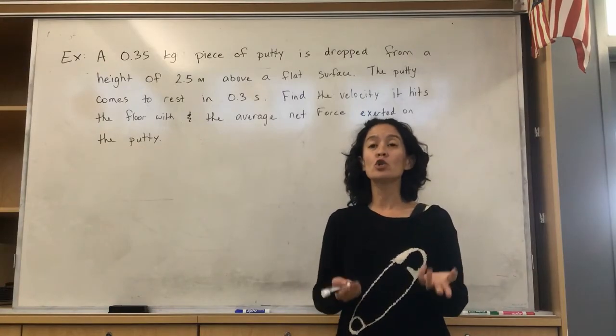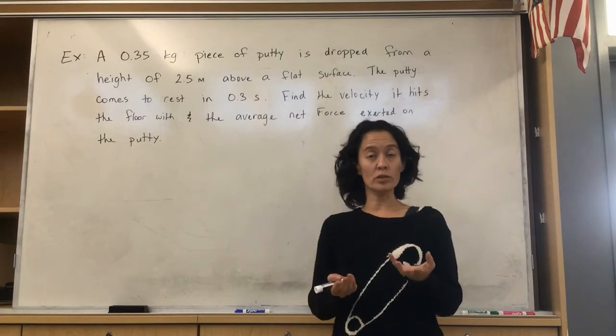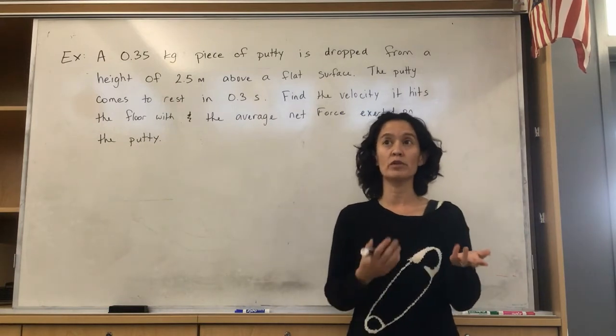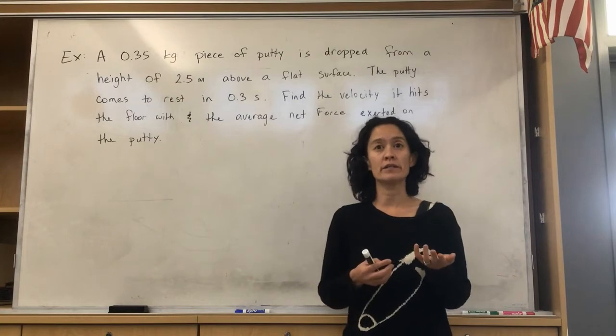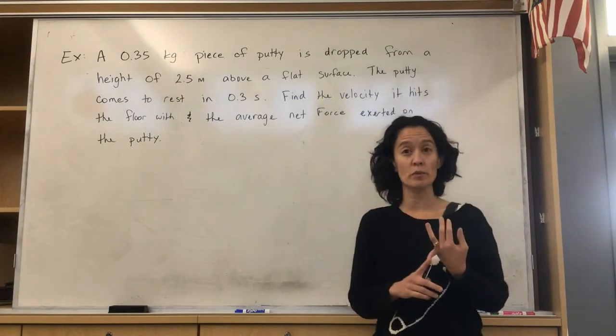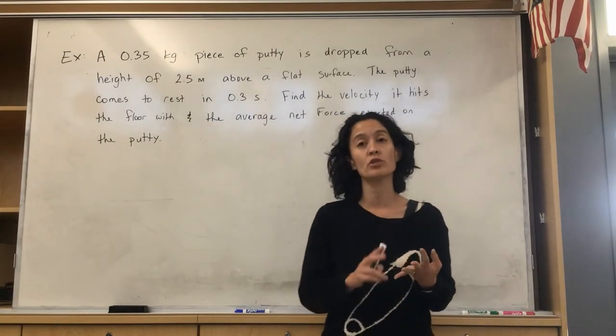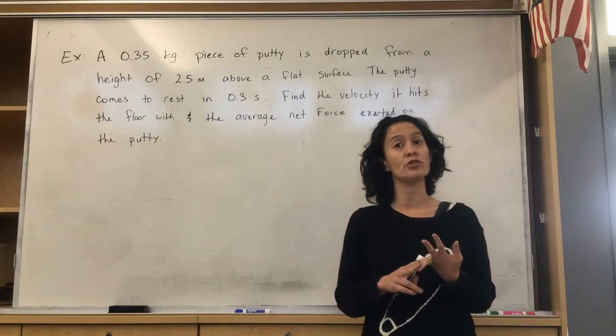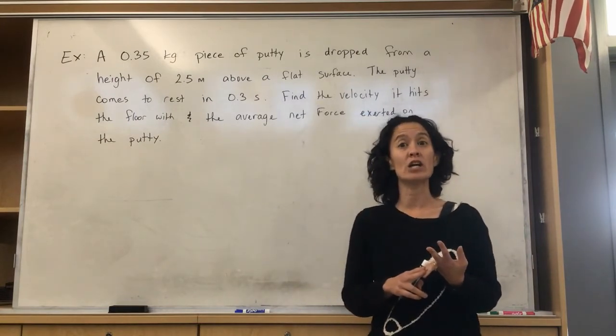Okay, so we're going to go through two examples of impulse, this idea of change in momentum. And remember, there are two equations for impulse. Impulse is equal to the change in momentum of an object, or impulse is equal to Ft, where F is the average force exerted on the object, and t is the contact time.